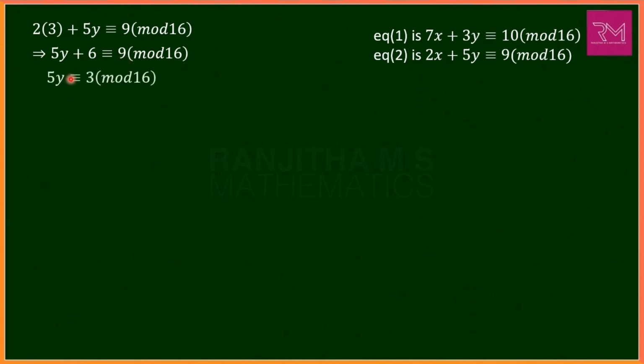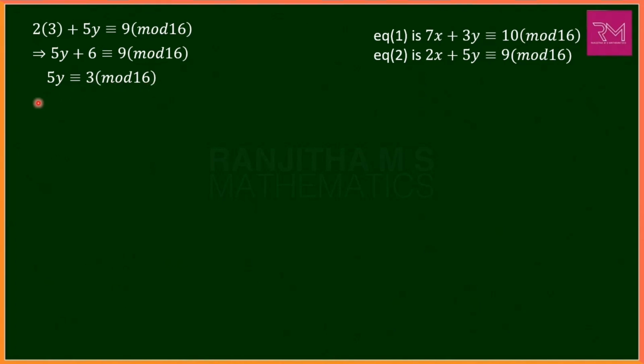Or we can take this as 5y congruent to, here if we subtract this congruency by 6, we get 5y plus 6 minus 6 is congruent to 9 minus 6 mod 16. Therefore, plus 6 minus 6 gets cancelled. We get 5y is congruent to 9 minus 6 is 3 modulo 16. Therefore, we get a congruency value as 5y is congruent to 3 mod 16.